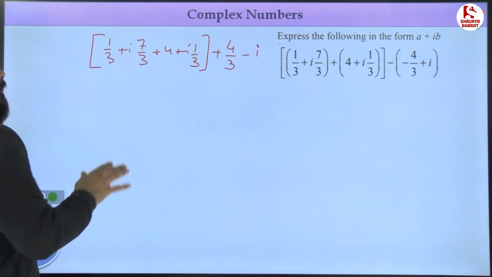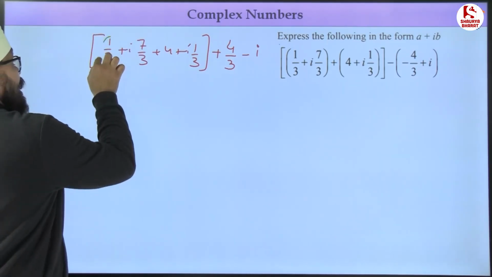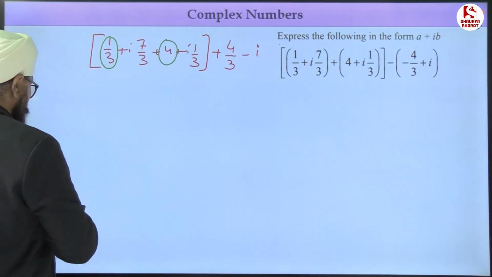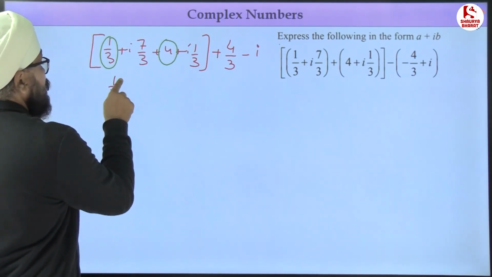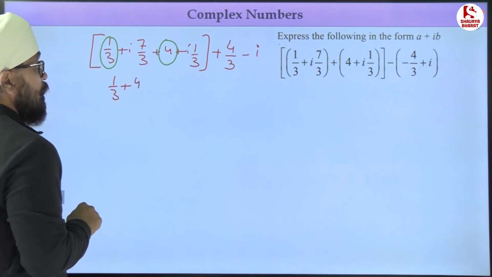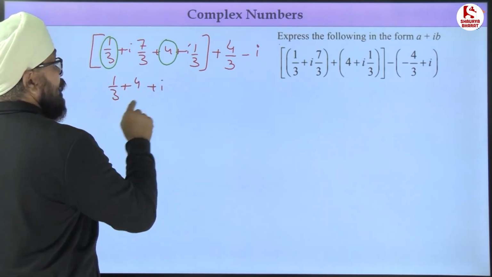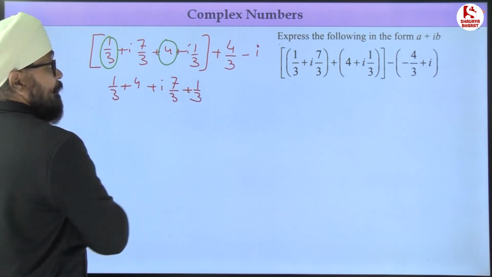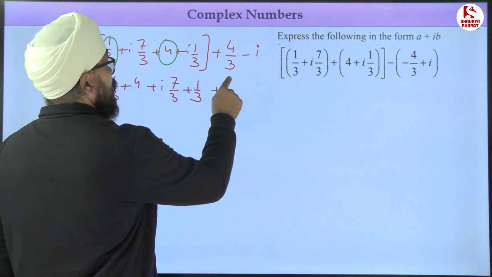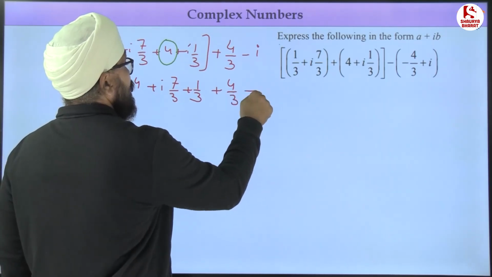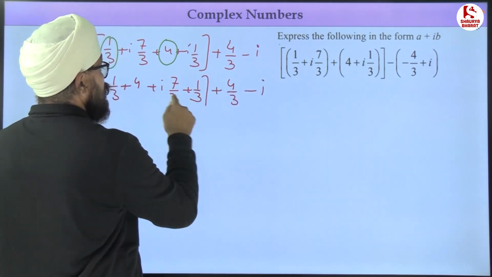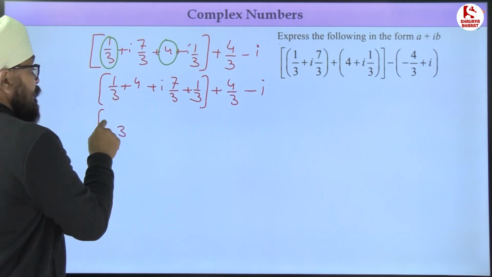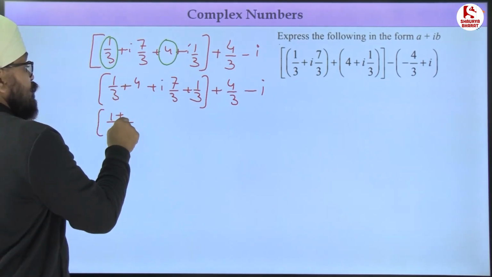So, what will happen? Only the real part. Let me highlight the real part. So, these are the real parts. We will add them first. So, our result will be 1 upon 3 plus 4. On the other hand, when we take iota common, we are having 7 upon 3 plus 1 upon 3. Clear? So, we are having here 4 upon 3 minus of iota. So, let me take the bracket first. Here if I take the LCM, this becomes 3, 1, 3 4s are 12.